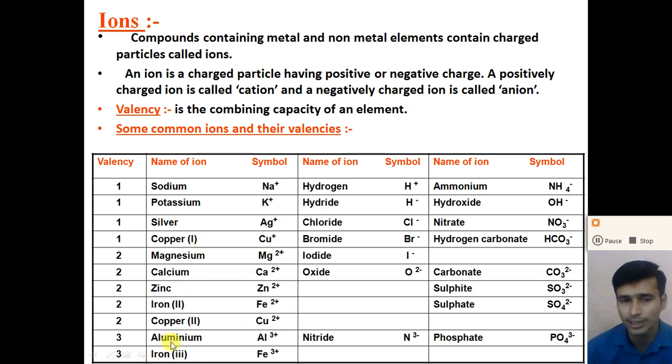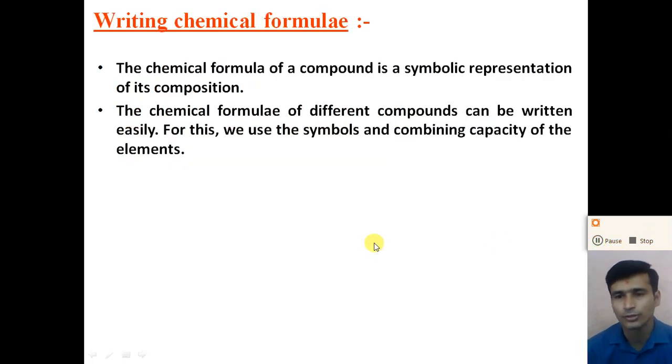Aluminium ion has a combining capacity of +3, right? Similarly, hydrogen has a combining capacity of +1, and we get hydride with a combining capacity of -1, right? Chlorine, bromide, iodine have the combining capacity -1, and oxide has a combining capacity of -2. Similarly, carbonate, sulfide, sulfate have a combining capacity of -2, right? So dear student, you have to remember all these symbols of the different elements and their combining capacity for writing a chemical formula.